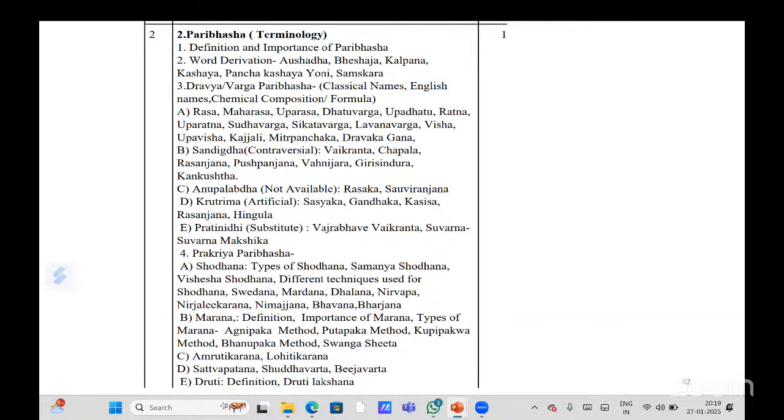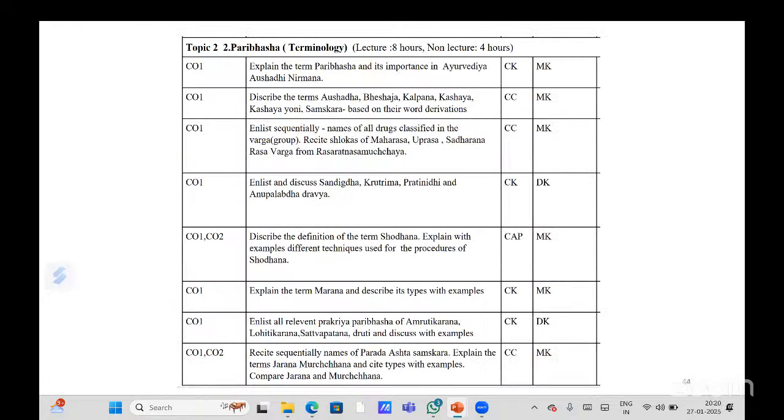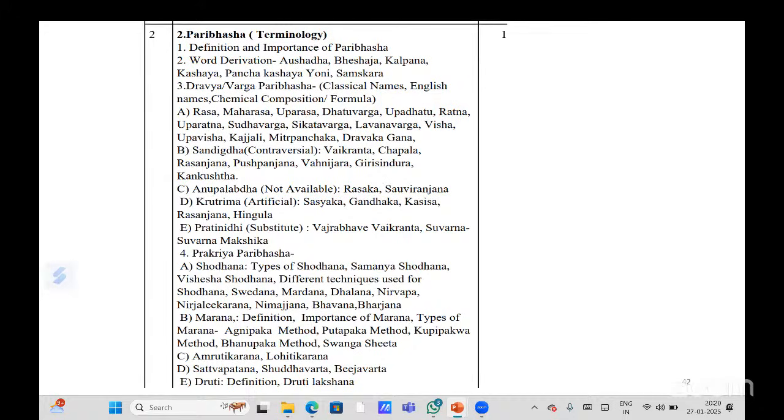Coming to the must know and the desire to know, in this syllabus point we have the concept of Amrutikarana, Lohitikarana, Sattwapatana, Sudhavarta, Bijavarta, and Dhruti. That is CDE. Prakriya Paribhashana, CDE, desire to know.